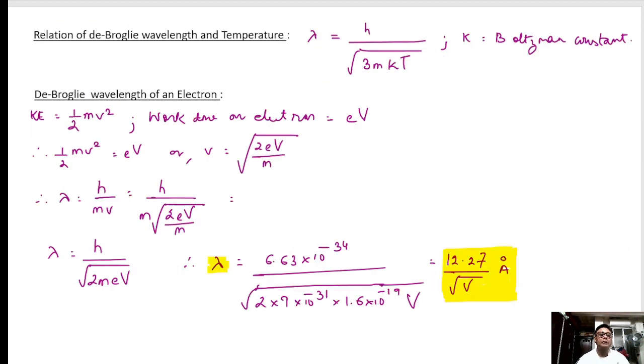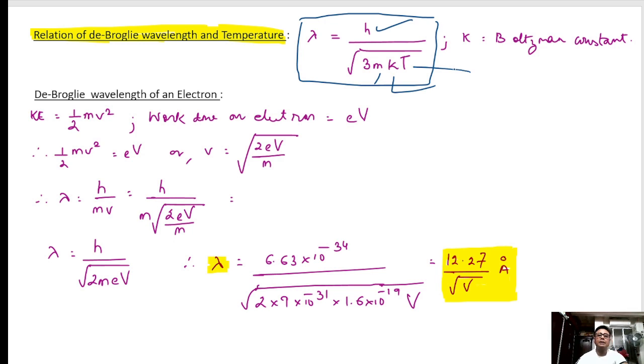Another one, relation of de-Broglie wavelength and temperature. How will the temperature and the wavelength get interlinked? So let's see. This is the formula of temperature with the wavelength. This is Planck's constant, this is the mass of the particle, Boltzmann's constant, and this is the temperature.